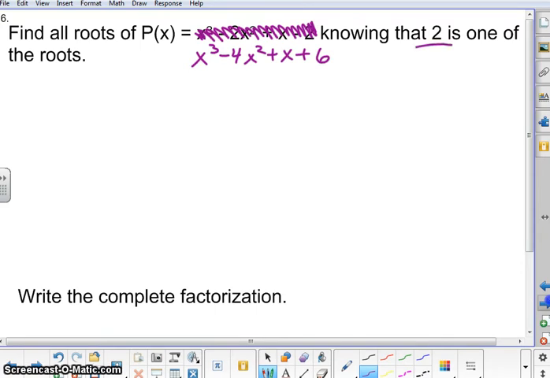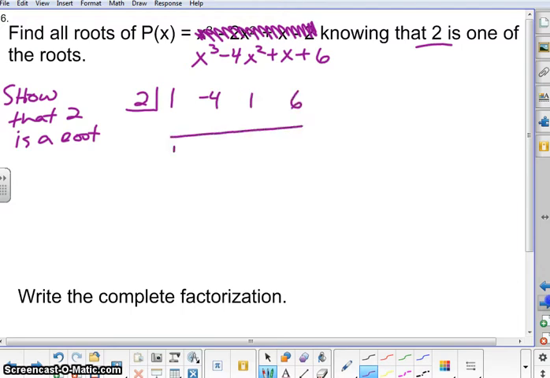Okay, so we already know that 2 is one of the roots. So we're going to show that 2 is a root by synthetic division. So we put in a 2. Go ahead and push pause and see if you can do it on your own. And you get 1, negative 4, 1, and 6. Drop that first one, and then you get 2, negative 4, negative 3, negative 6, and 0.